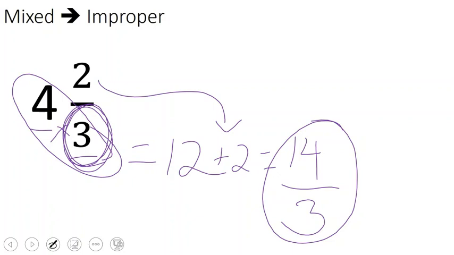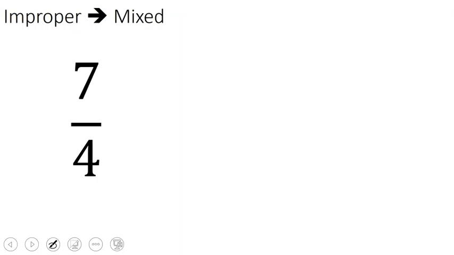Now that we've done mixed to improper, let's try improper to mixed. Just like before, I'm going to show you 3 ways to do this, one with a picture, one with an abbreviated picture, and one with no picture at all. So let's do it. Just find 7/4 and turn it into a mixed number.